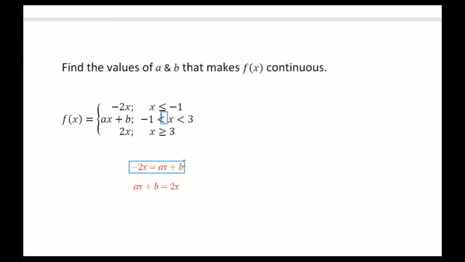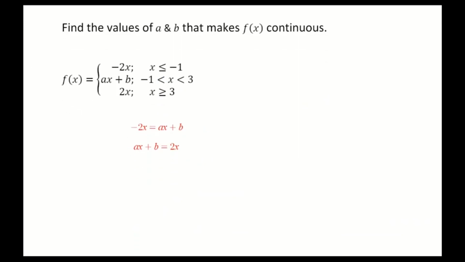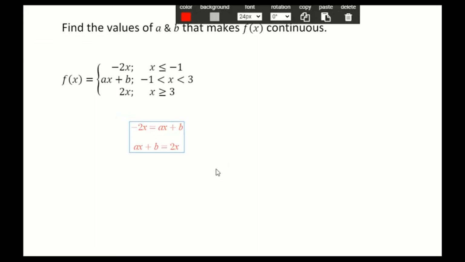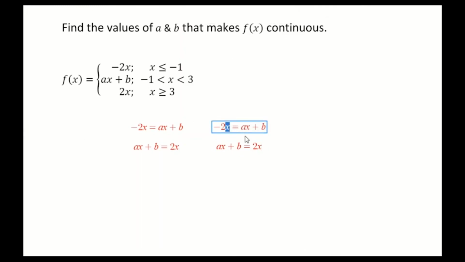So we're going to plug -1 into the first equation, and then we're going to plug 3 into the second equation, wherever we see x. So here, we've got -2 times -1 equals a times -1 plus b. And for the second equation, we've got a times 3 plus b equals 2 times 3.